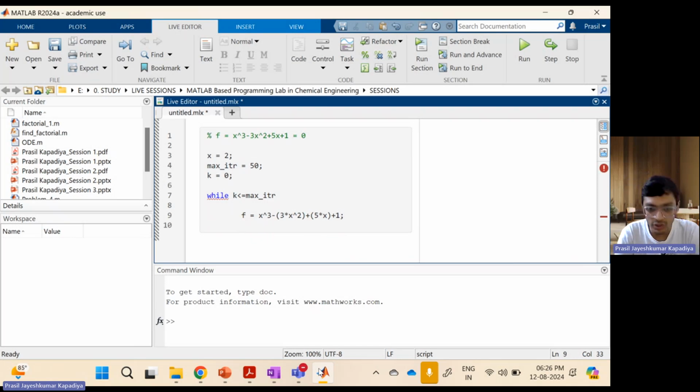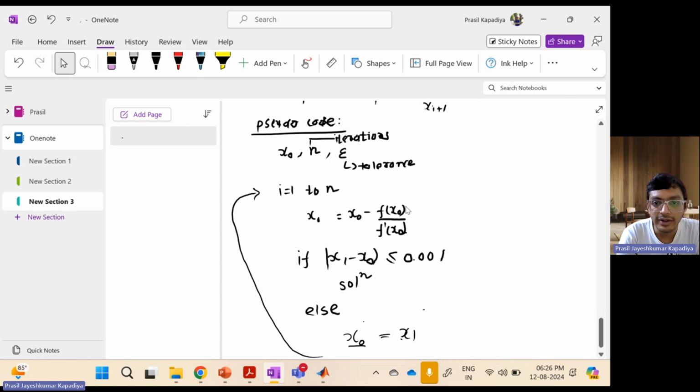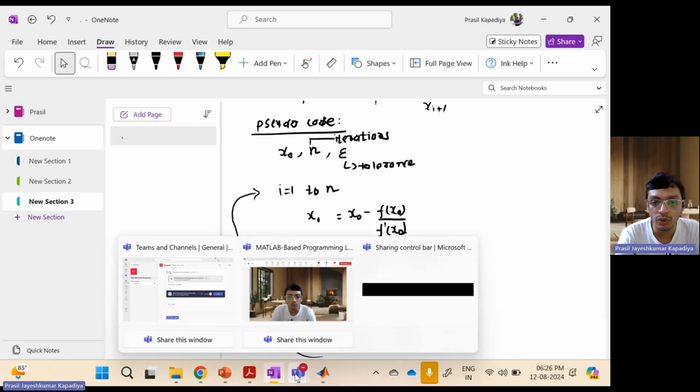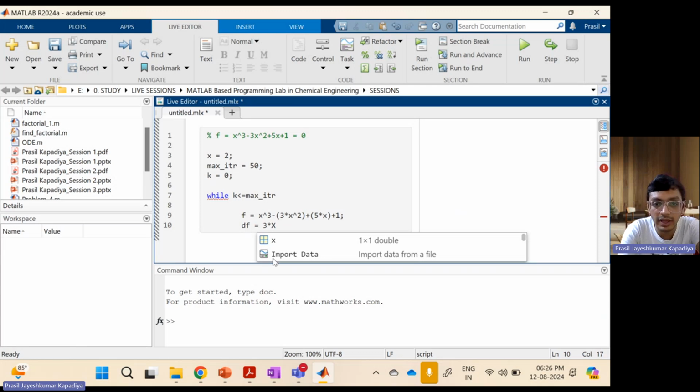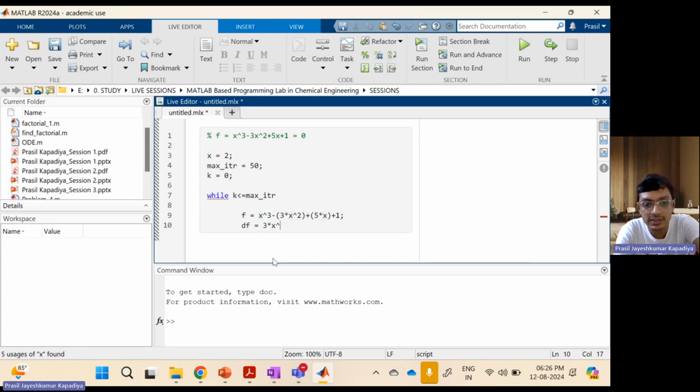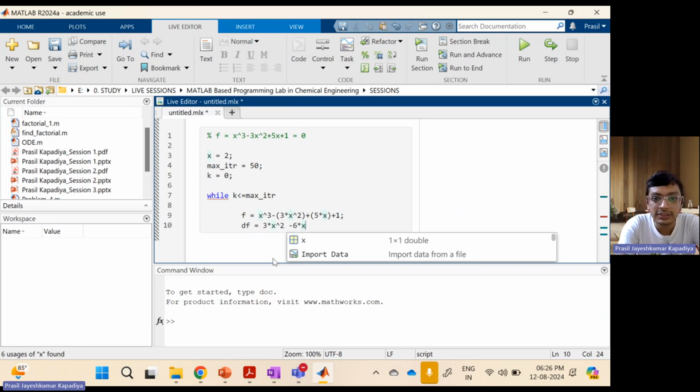And what do I need in the Newton-Raphson method? I need the derivative f prime. So I will be estimating the value of f prime, and I will call it df. What will be df? Sorry, 3 into x square minus 6 into x plus 5. So this is my derivative.